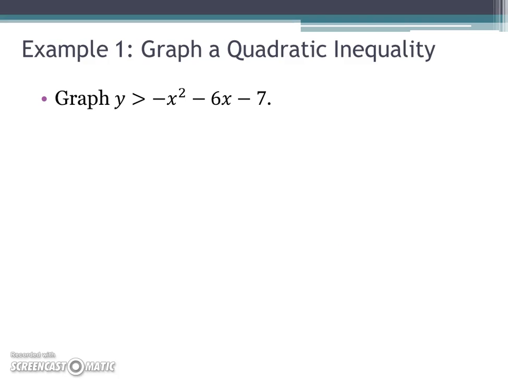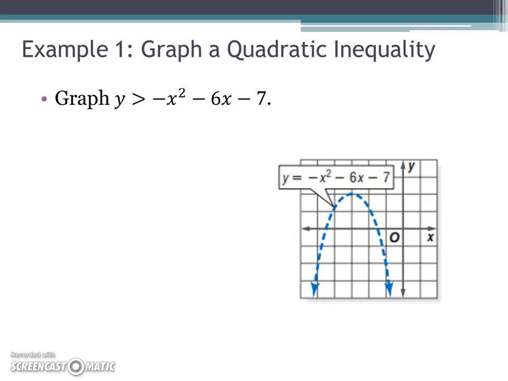So let's see an example. y greater than negative x squared minus 6x minus 7. Since the inequality is greater than, the parabola should be dashed. Then we test a point inside the parabola, such as (negative 3, 0).